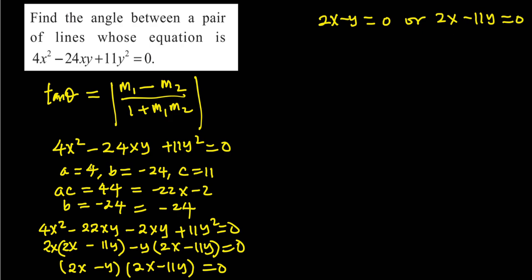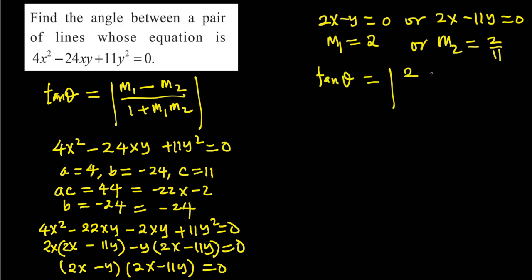Now we have two lines, and we may say let the first slope be 2 for the first line, and the second slope be 2 over 11. So we have two slopes, and we have separated the given equation. Now it comes to the point of finding the angle. We refer to our formula, tan theta equals, in place of m1, we may write 2 minus 2 over 11, over 1 plus 2 times 2 over 11.